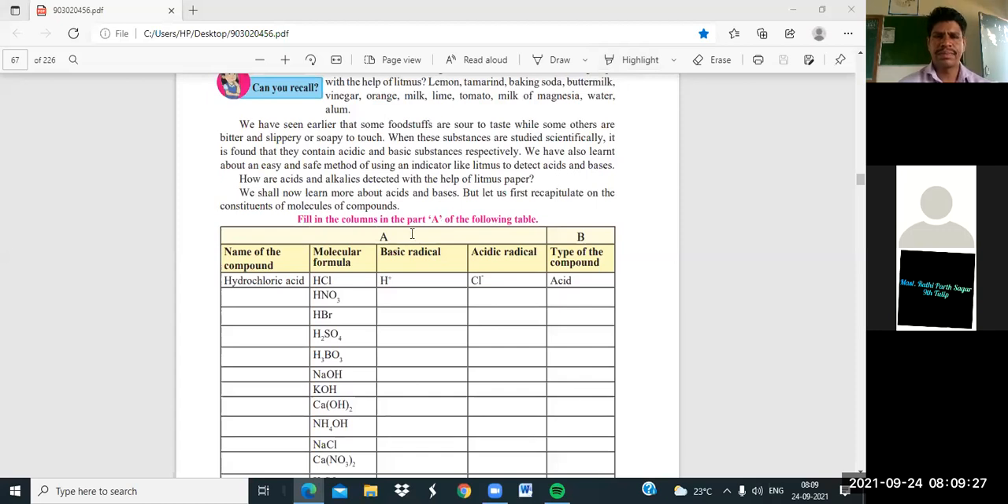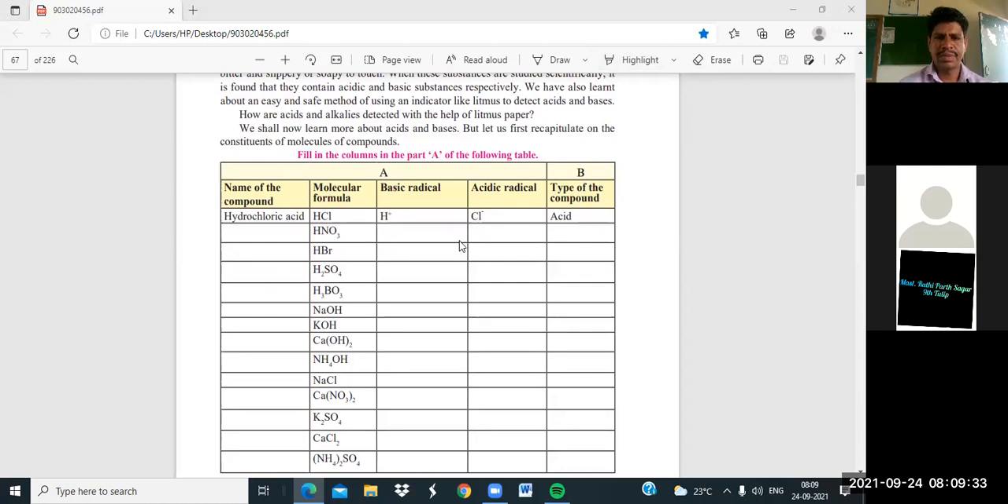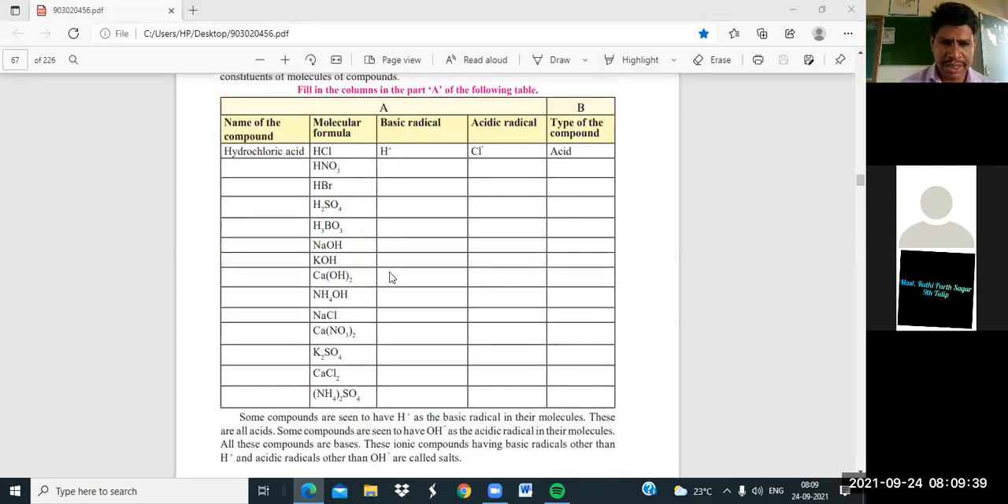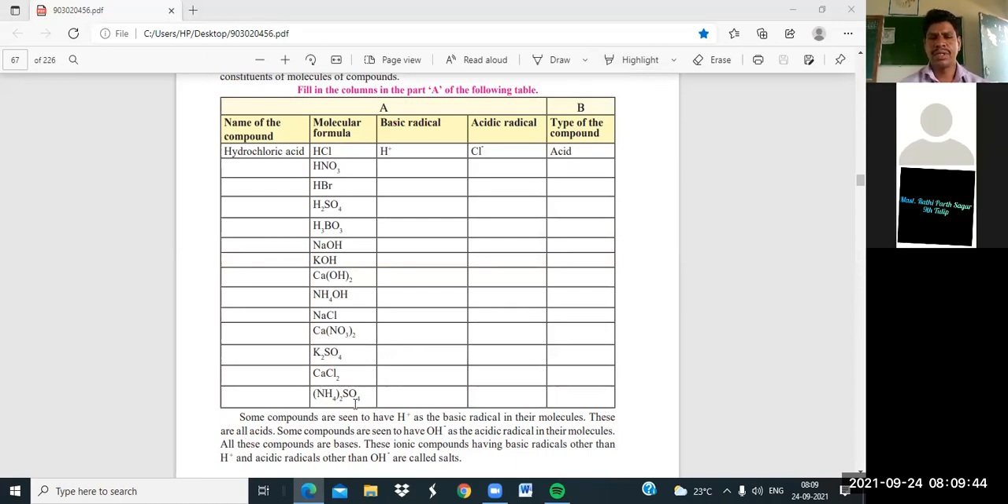Now fill in the columns in part A of the following table. Now see: HCl, HNO3, HBr, H2SO4, H3BO3, NaOH, NH4OH, NaCl, Ca(NO3)2, K2SO4, CaCl2, (NH4)2SO4. So its name is hydrochloric acid, then we can write H plus, Cl minus, the acidic radical, that is the acids. Now HNO3, what is meant by HNO3? Will someone tell me its name?